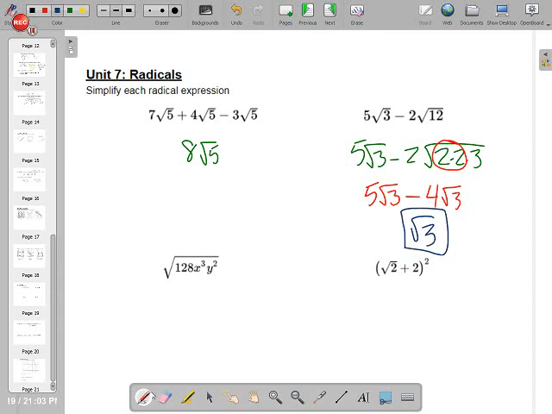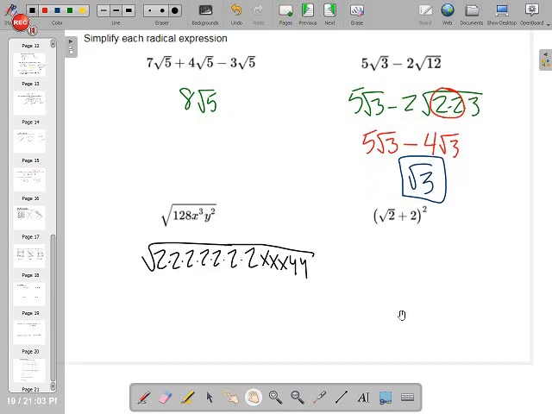Let's play that same game here. I'm going to factor 128. 128 is 2 to the 7. 2, 4, 8, 16, 32, 64. It's 7 2s. X, X, X, Y, Y. Okay. Take some computer science classes. You'll learn your powers of 2 real quick.